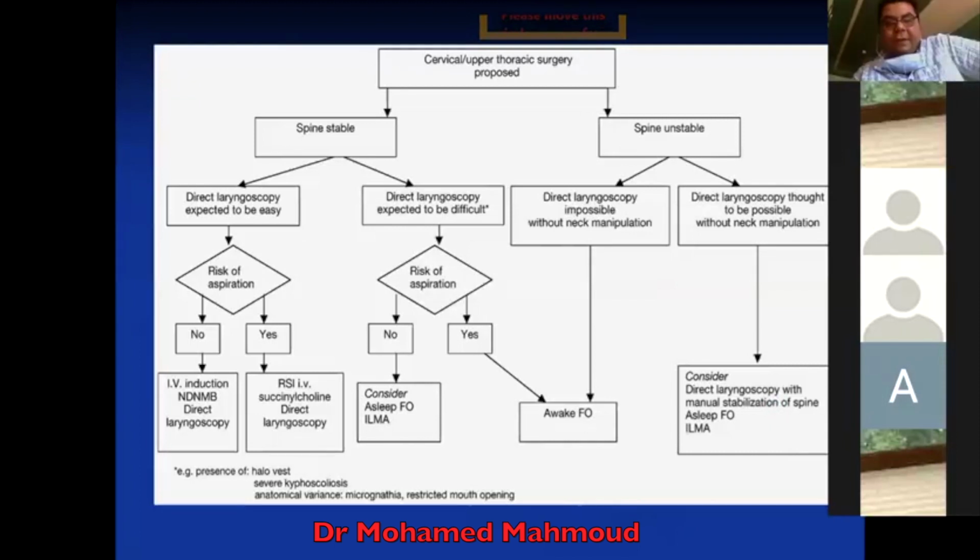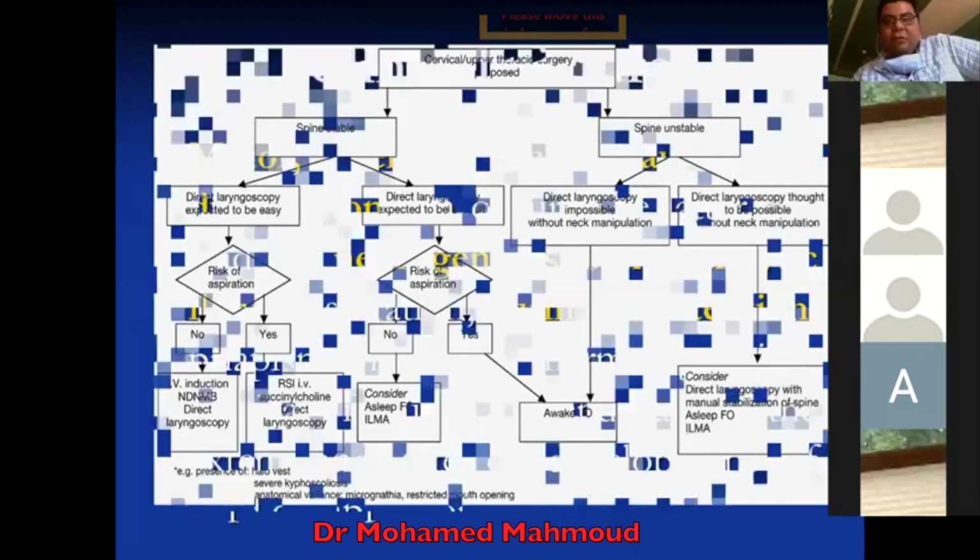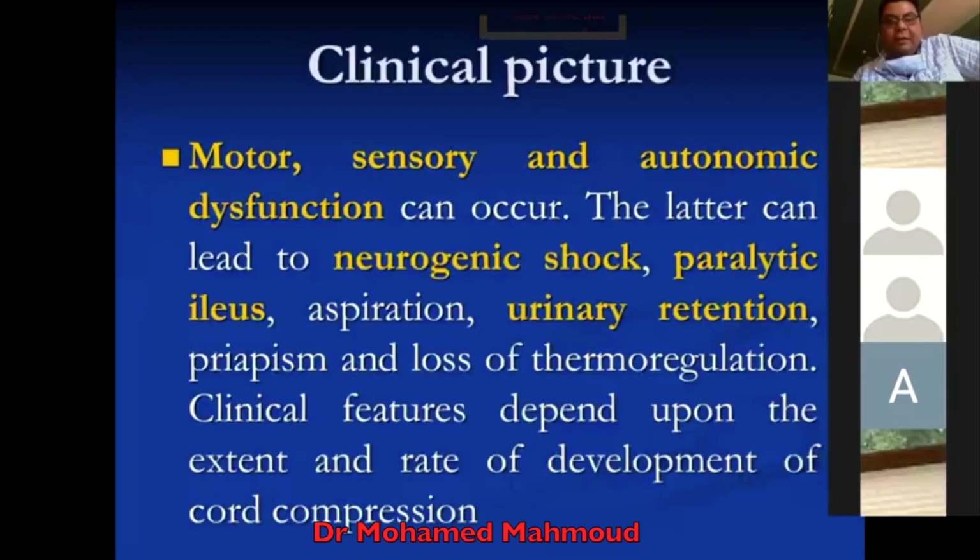Clinical picture of cervical injury: motor and autonomic dysfunction occur. The latter can lead to neurogenic shock or paralytic ileus. Emergency management is ABC: airway, breathing, and circulation.